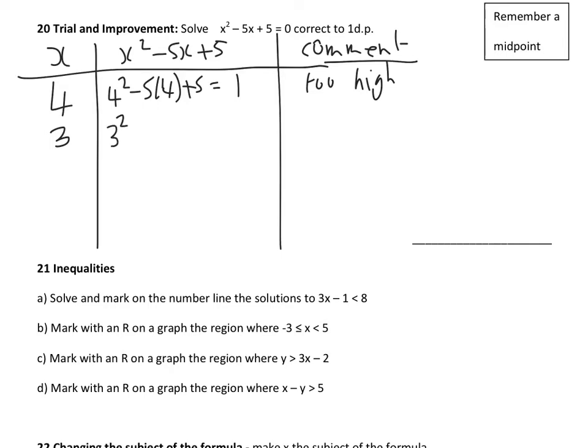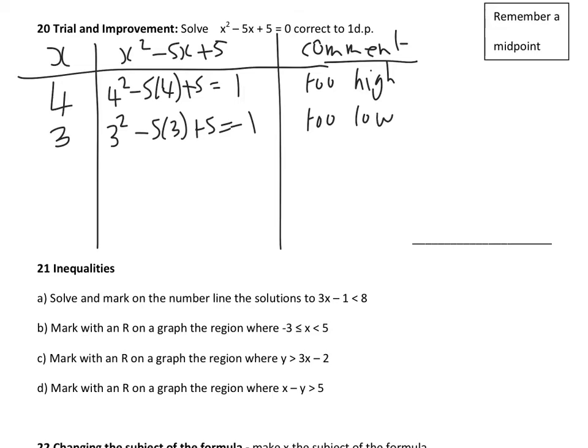So then you do 3 squared, which is 9. Take away 5 threes, which are 15. So 9 take away 15 is negative 6. Plus 5 is negative 1. So that there is too low.